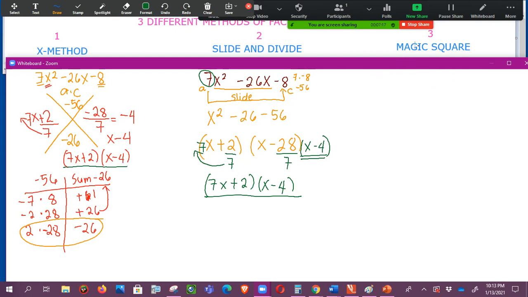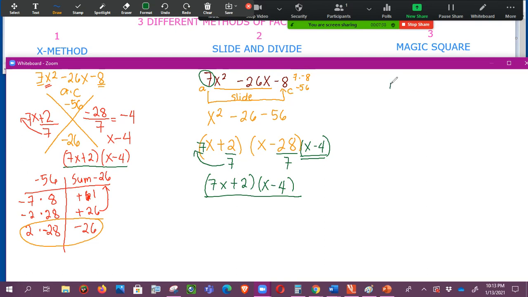Last is magic square, true magic square. As a beginner, I recommend you use a 4 by 3 grid as a guide in writing your terms. The next time, you don't need it. This is just for guide. And then later on, as we have another example, you don't need a grid anymore.